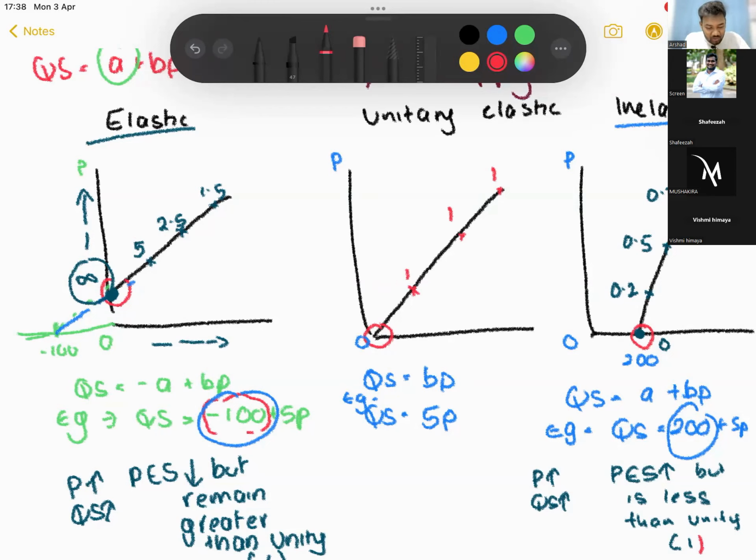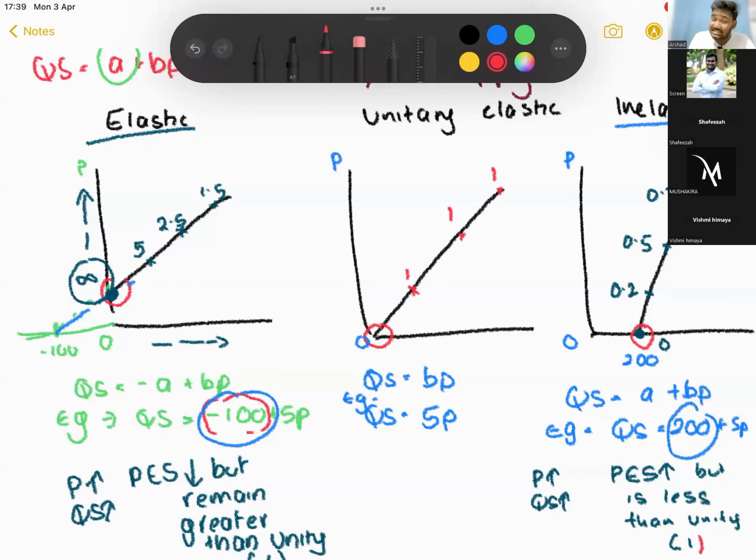One is, by looking at the supply curve, by looking at the diagram, you should be able to figure out what is the type of elasticity. Second thing, by looking at the equation, you should be able to figure out what is the type of elasticity. Third thing, what is happening to the elasticity value when you're going upwards along the curve.